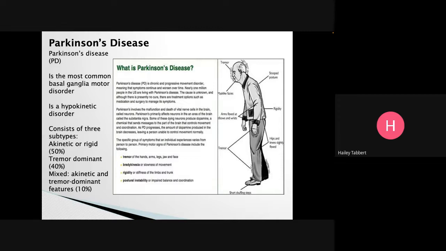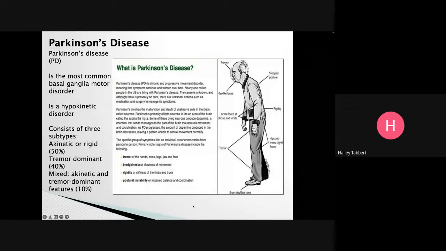Parkinson's involves the malfunction and death of vital nerve cells in the brain, so the neurons. It primarily affects the neurons in the substantia nigra, and a lot of these dying neurons produce dopamine, which is a chemical that sends messages to the part of the brain that controls movement and coordination. So as Parkinson's progresses, the amount of dopamine produced decreases, leaving a person unable to voluntarily control their movement.